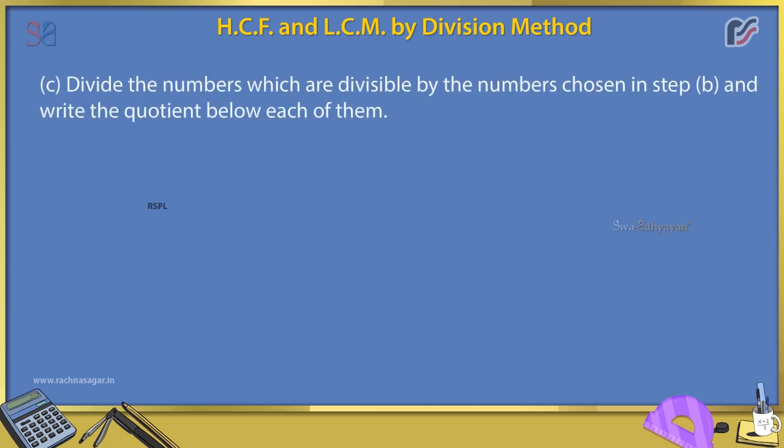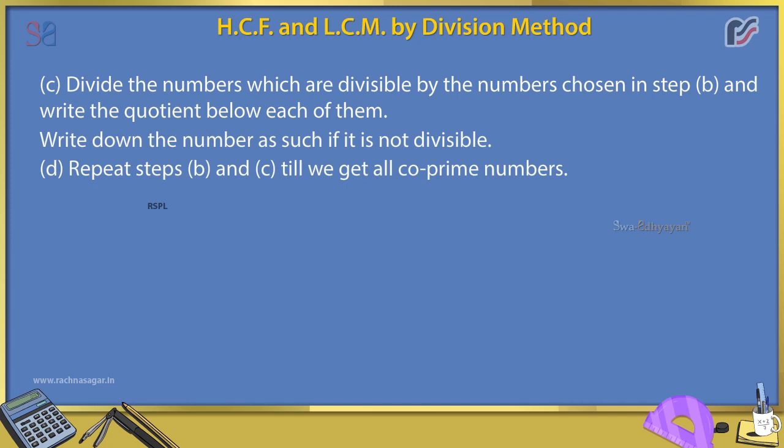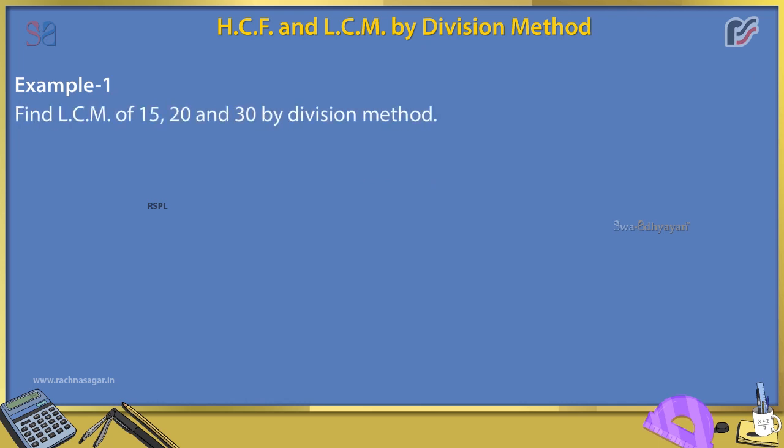C. Divide the numbers which are divisible by the numbers chosen in step B and write the quotient below each of them. Write down the number as such if it is not divisible. D. Repeat steps B and C till we get all co-prime numbers. Example 1. Find LCM of 15, 20 and 30 by division method.